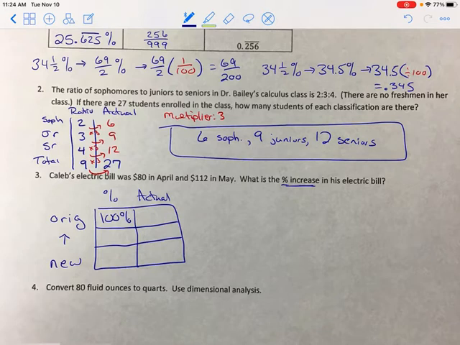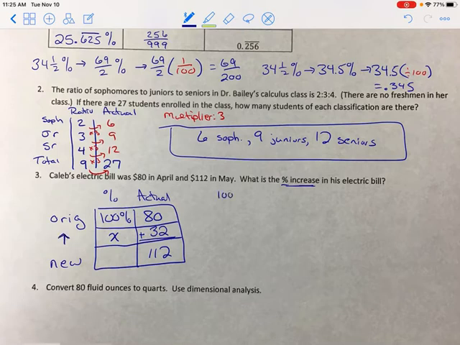And I know that the electric bill started at 80 and went up to 112. So it was originally 80. The new bill was 112. Since it's an increase, I need to figure out what to add to 80 to get 112, and that would be 32. All right, I'm asked for the percent increase, so I'm going to put my X right where I see the increase and the percent come together.